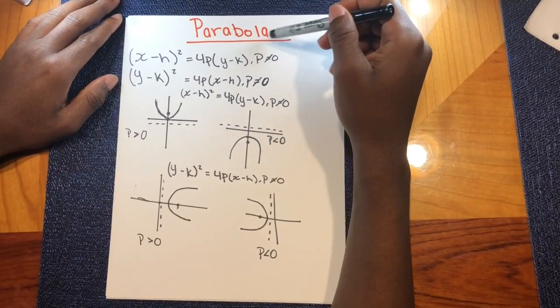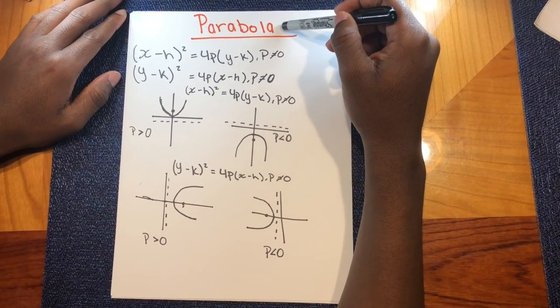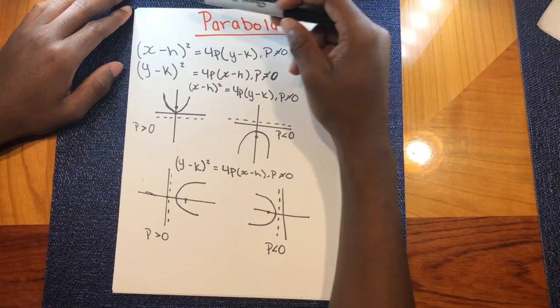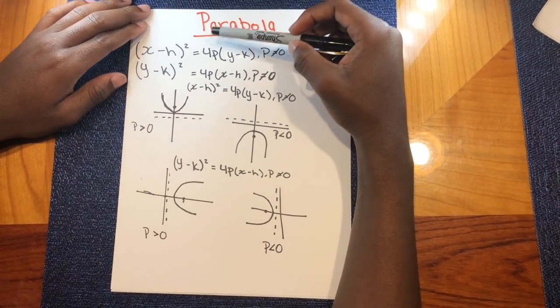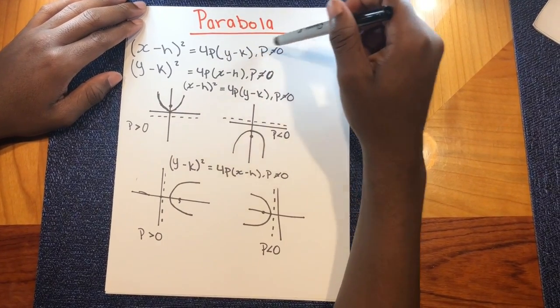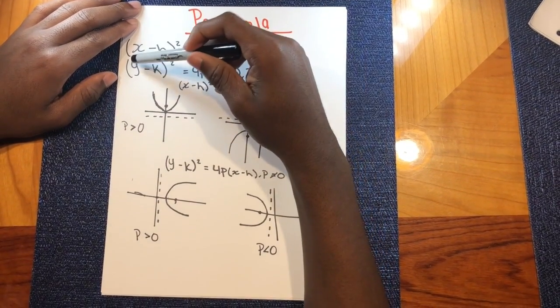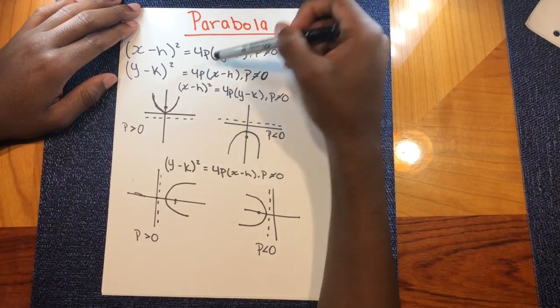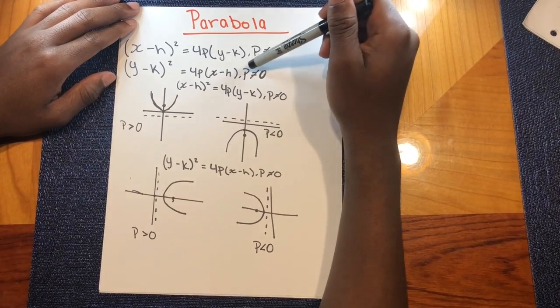Alright guys, so today we're talking about a parabola. These are our two parent functions when we're talking about a parabola. (x - h)^2 = 4p(y - k), and p is not equal to 0. And our second parent function is (y - k)^2 = 4p(x - h), and again p is not equal to 0.